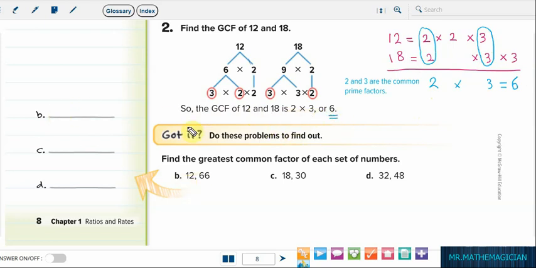We can write here in problem B, 12 and 66. Let's try to use the prime factoring method. For the 12, as I told you, you can write it as 2 by 6 or 3 by 4. I will use 3 by 4 now. 3 stays the same, 3. The 4 will be 2 by 2. So now, for problem B, I can write 12 as 2 by 2 by 3.